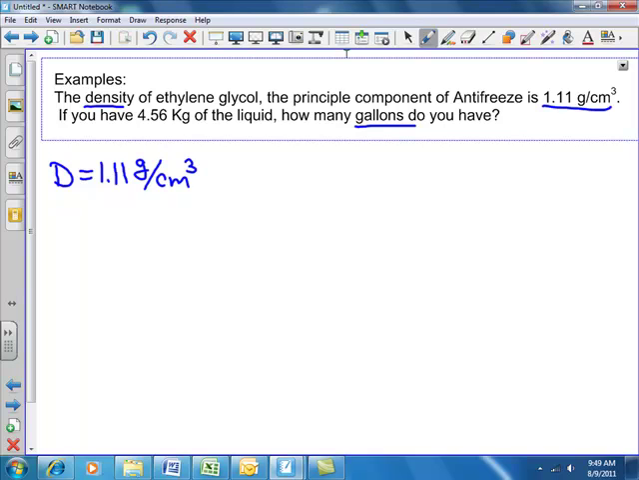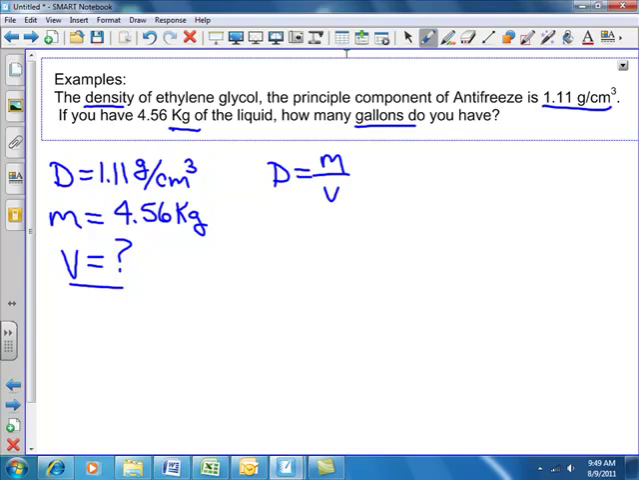Hopefully you understand that kilograms is a mass. So my mass is 4.56 kilograms. What I'm looking for is the volume, and this is where I would definitely put a question mark. If I'm going to solve for volume, I know density is mass divided by volume, so I know that volume is mass divided by density.